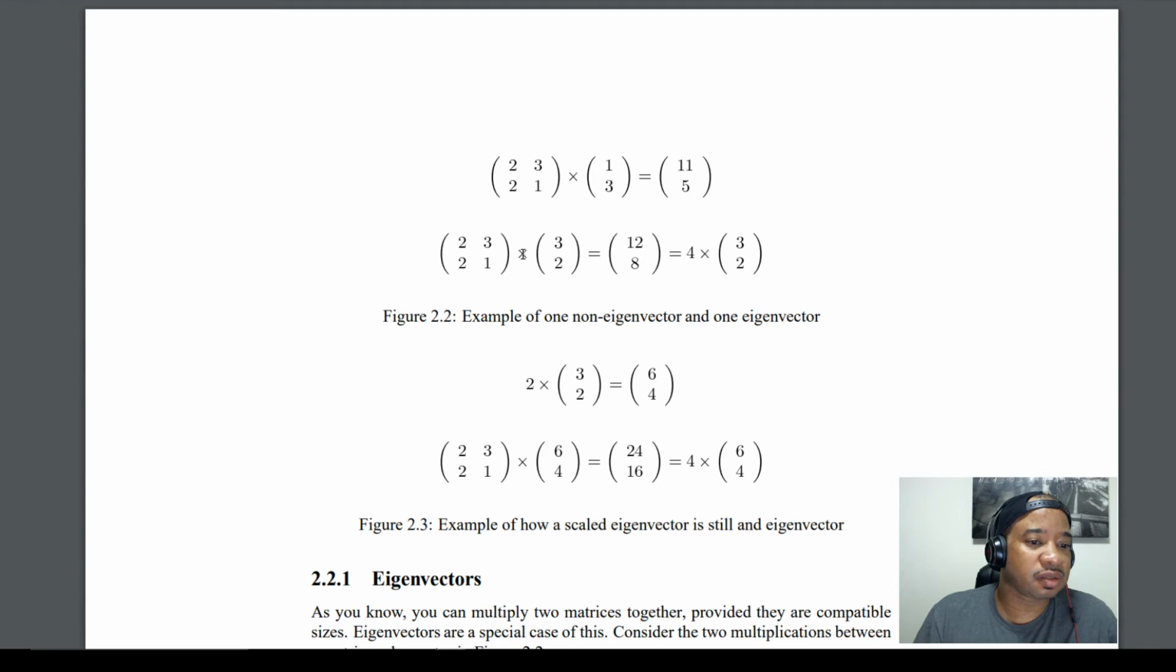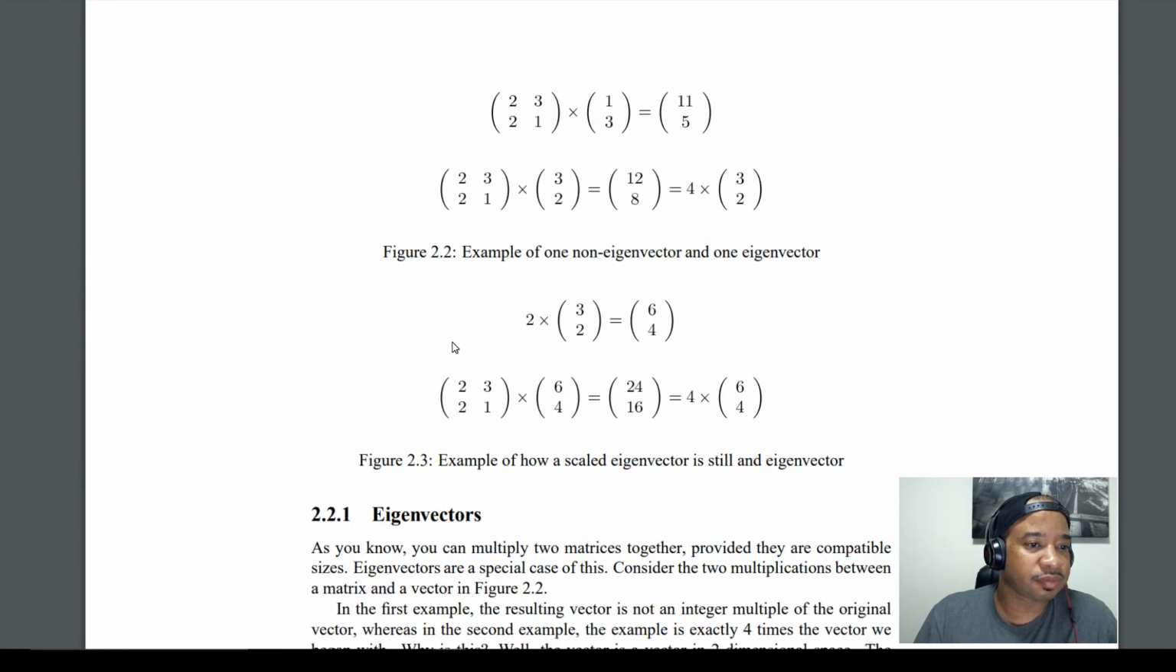So I guess what we have shown is an example of one non-eigenvector and one eigenvector. Multiplying out, we get 12 over 8, and that's equal to 4 times 3 over 2. It's just an example here.